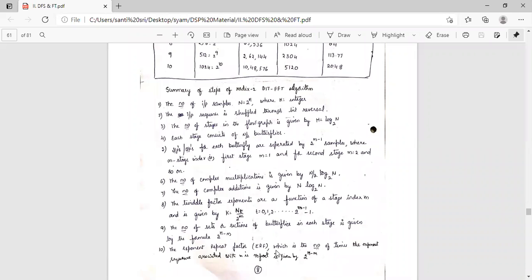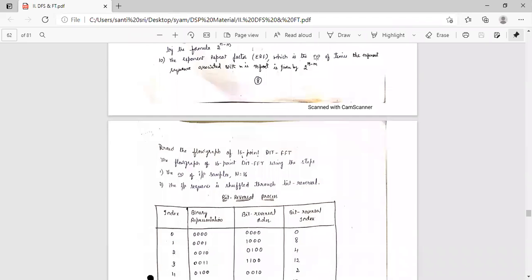The exponent repeat factor ERF, which is the number of times the exponent sequence associated with m is repeated, is given by 2 power m minus m. Okay. So now we will draw the flow graph of 16-point decimation in time FFT. The flow graph of 16-point, N is 16.